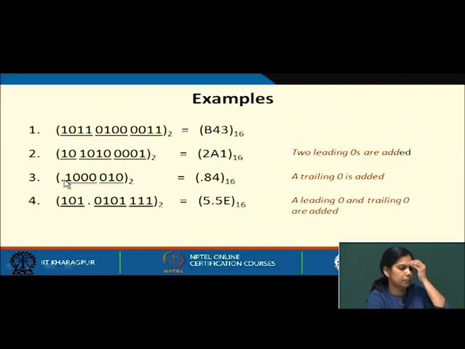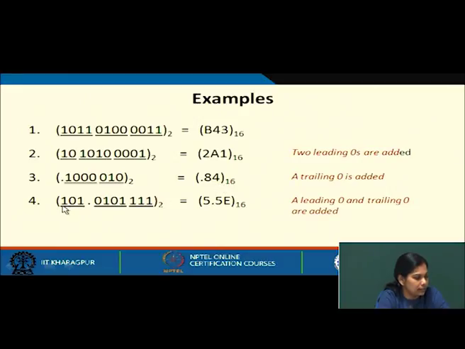Similarly, for the fractional part, we scan from left to right. So, scanning this from left to right, we have to group into 4 bits. So, this is the first 4 bits and this is the next 4 bits. To make it 4, we have to add a trailing 0. So, a trailing 0 is added to make it a group of 4 bits. So, this 1000 is 8 and 0100 is 4 in hexadecimal.